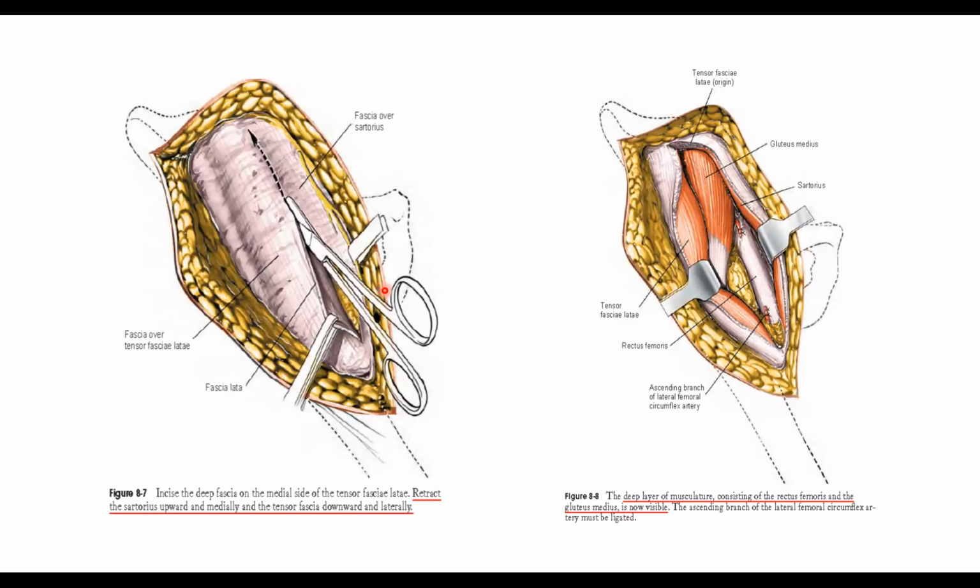So you can see the dissection between the sartorius and tensor fasciae lata. So this is the deep dissection. You can see here, this is the rectus femoris. This is the gluteus medius.